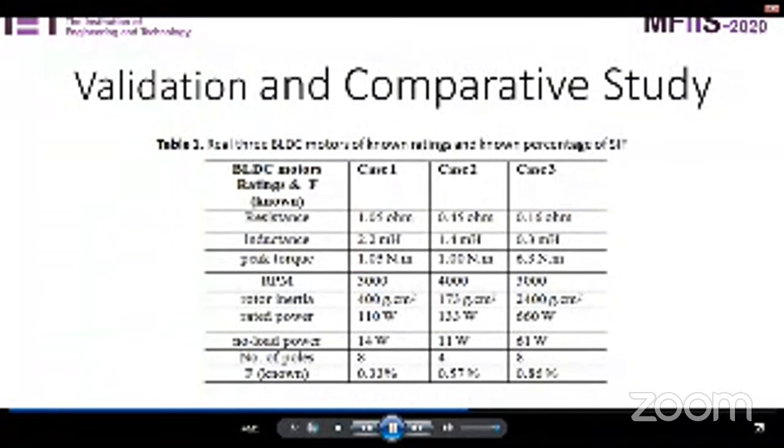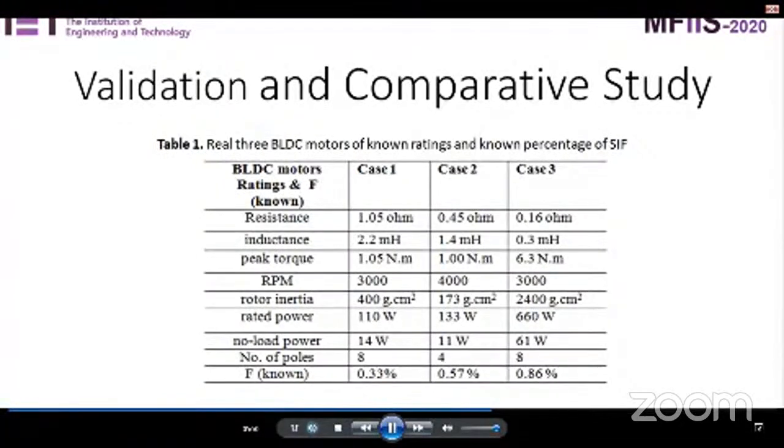Validation and comparative study. Here the data have been obtained from the experiments done on real 3 BLDC motors of known ratings and known percentage of stator interturn fault. The first motor has RPM of 3000 and the second and third motors have the RPM of 4000 and 3000 respectively. The known percentage value of stator interturn fault for the first motor is 0.33% and that of the second and third motor is 0.57% and 0.86%.